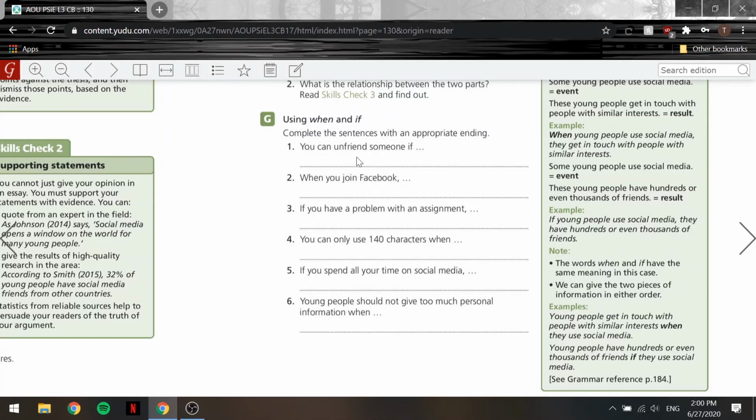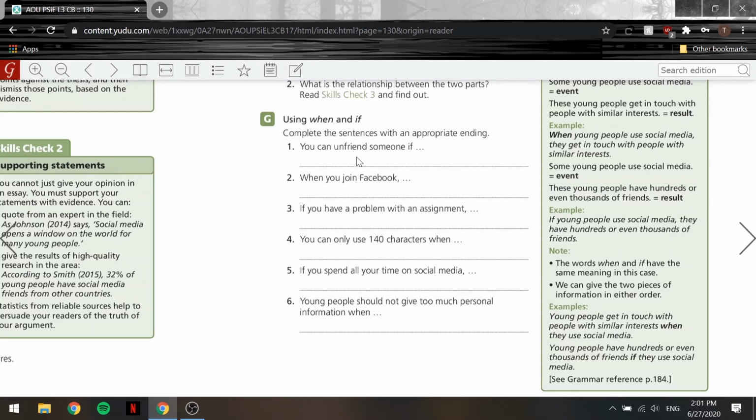So you can unfriend someone if you don't like them. 2, when you join Facebook, we'll say you can add people instantly. 3, if you have a problem with an assignment, we'll say you can ask the teacher for help. So if you have a problem with an assignment, you can ask the teacher for help. 4, you can only use 140 characters when, this is pretty simple, so we'll say you can only use 140 characters when you use Twitter.